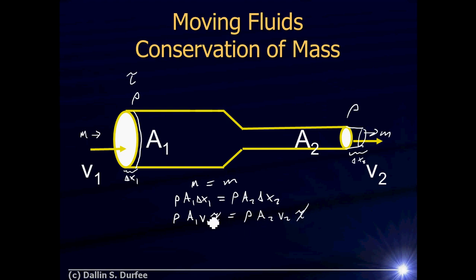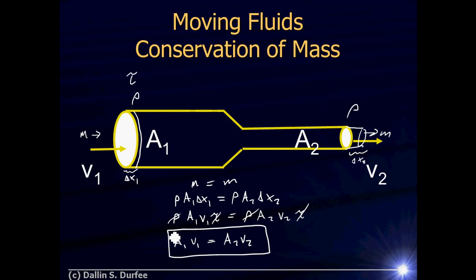Now, if I cancel out the tau, and I cancel out the density, which is the same on both sides, I'm left with area 1 times velocity 1 is equal to area 2 times velocity 2. And this is the continuity equation. All right? So for example, since I said water is a fairly incompressible fluid, you would expect that this equation would apply to water going through a garden hose.